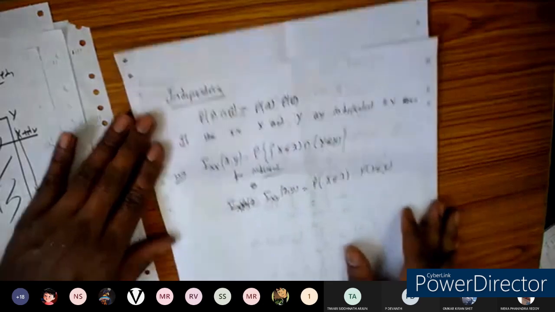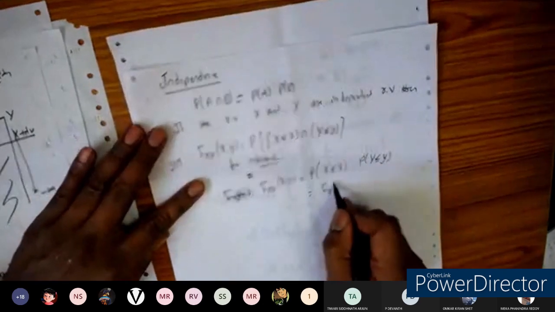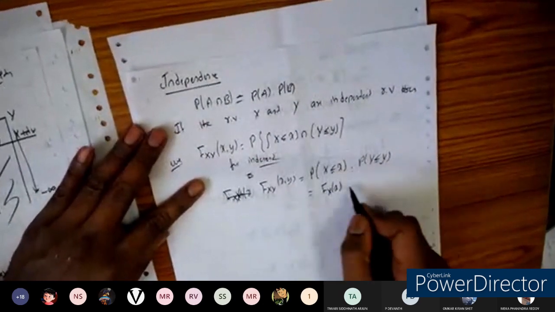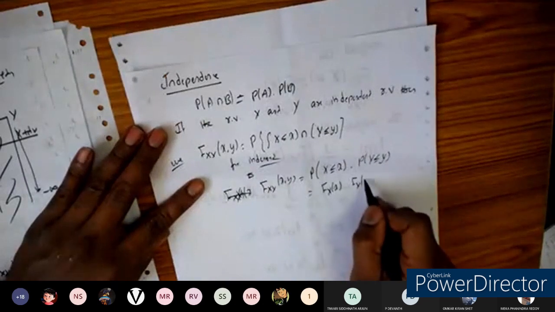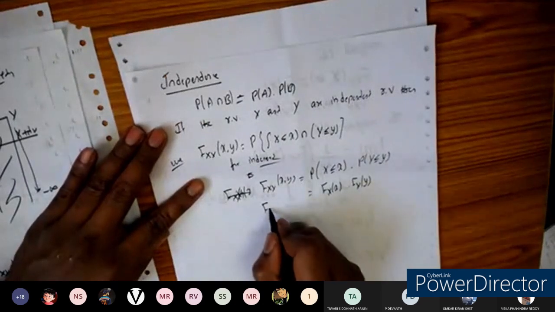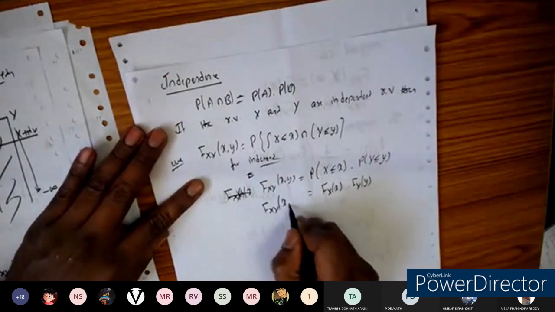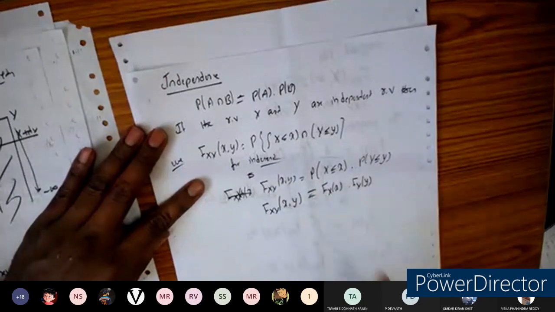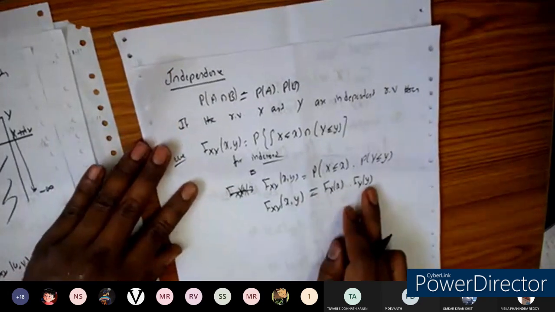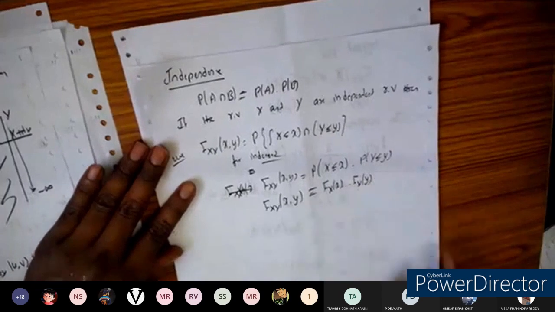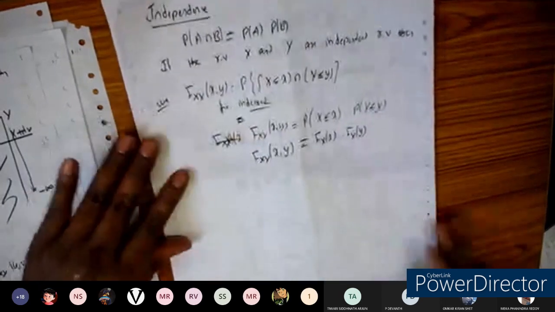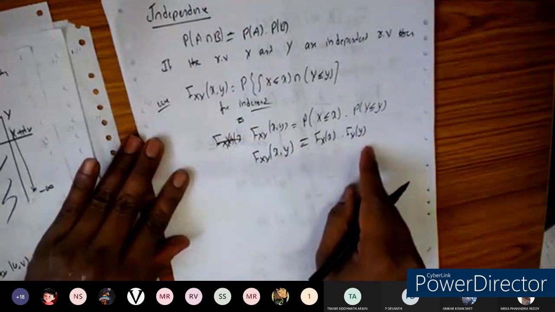So this, in turn, we know is nothing but F_X(x), the individual probability, times F_Y(y). So for statistically independent events, the bivariate CDF is equal to the product of the individual CDFs. This is for statistically independent random variables.